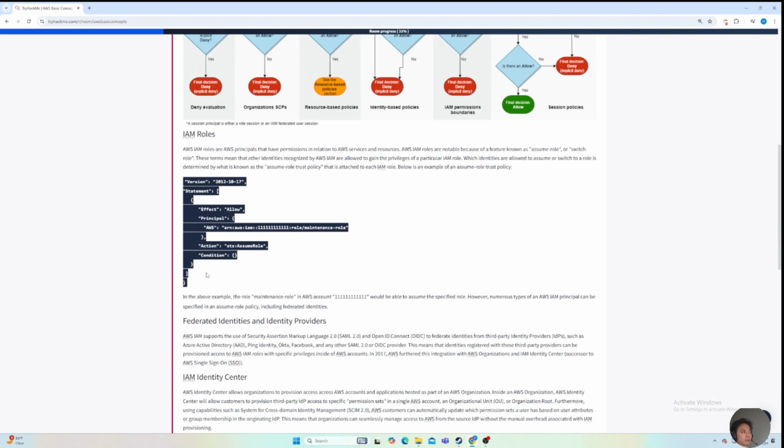So this is the version, the statement, and then within the statement you have the effect, which would be allow or deny. So basically it would be deny the permission or grant the permission, and the principal is going to be the maintenance role. Action is to assume the role. So in the above example, the role maintenance role in AWS account 11111 would be able to assume a specified role. However, numerous types of an AWS IAM principal can be specified in an assume role policy, including federated identities.